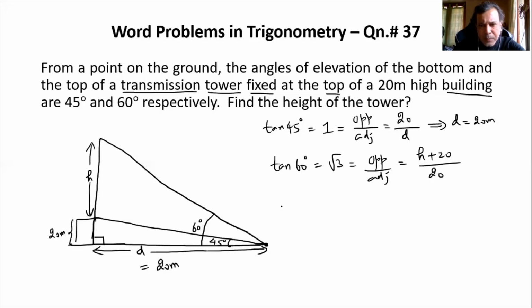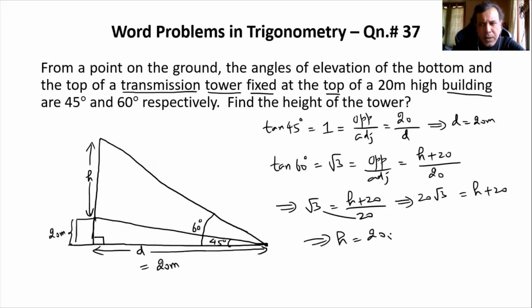That means we have root 3 is equal to h plus 20 divided by 20. Cross multiply, we get 20 times root 3 is equal to h plus 20, or h is nothing but 20 root 3 minus 20, or we can say 20 is common, 20 times root 3 minus 1. You need not calculate this. You can leave it and declare it in meters. So this is the solution for this problem.